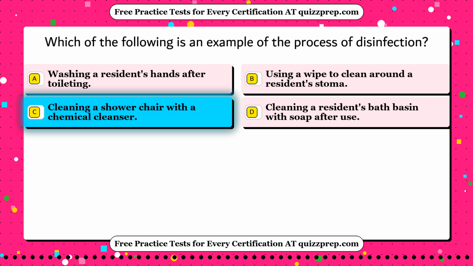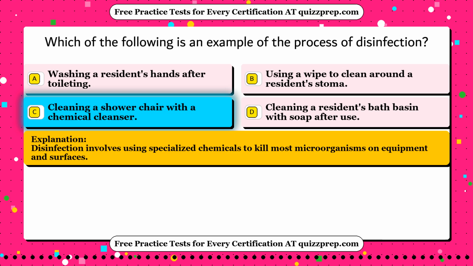The correct answer is option C. Cleaning a shower chair with a chemical cleanser. Disinfection involves using specialized chemicals to kill most microorganisms on equipment and surfaces.